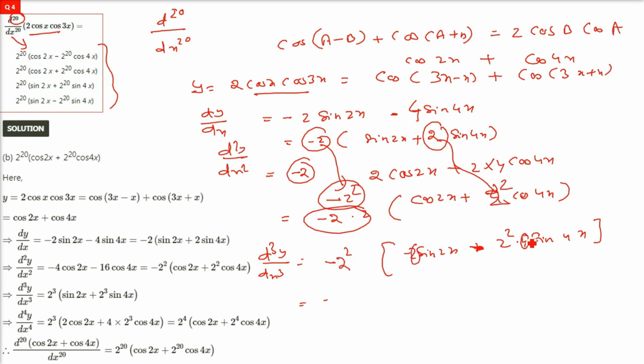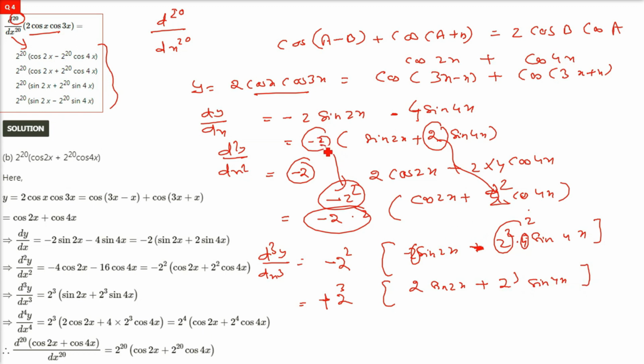This is an odd differentiation. d3y by dx3 is an odd differentiation. So minus 2 cube. Now you are able to see the pattern. Okay, so 2 cube. Then we have 2 sin 2x. This 2 we have taken outside, so only 2 will remain. So it will be 2 cube sin 4x.